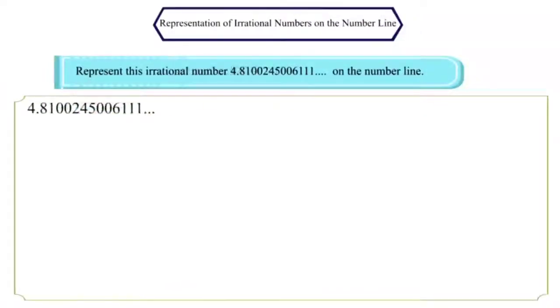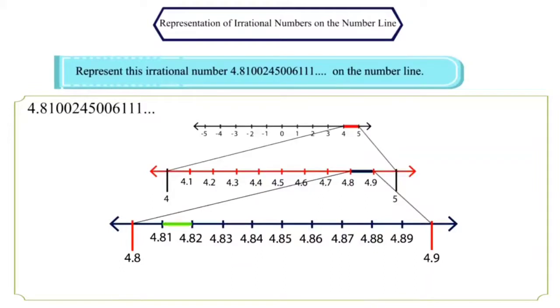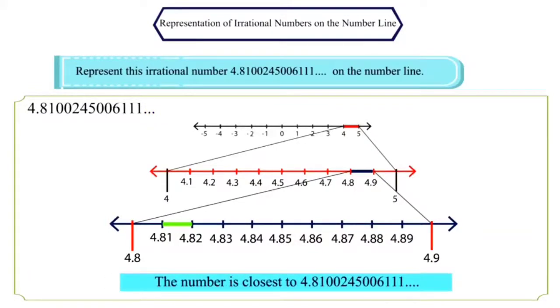Let's take an example. Represent this irrational number 4.810024500611 on the number line. This number will lie on the number line somewhere between 4.81 and 4.82. Friends, here the numbers are non-terminating and non-repeating after the decimal. Hence, even here we will not be able to precisely spot the number, but we can still come to its closest point.